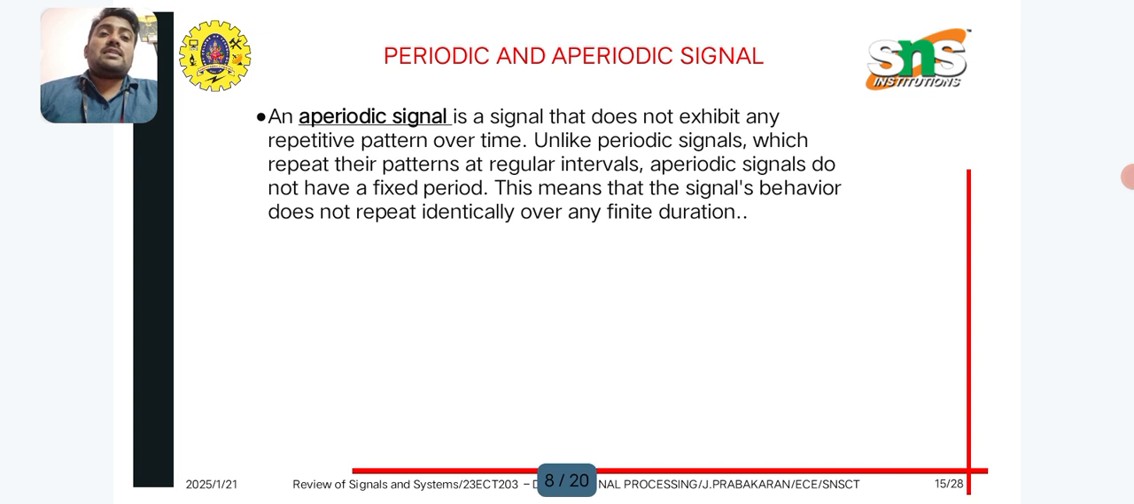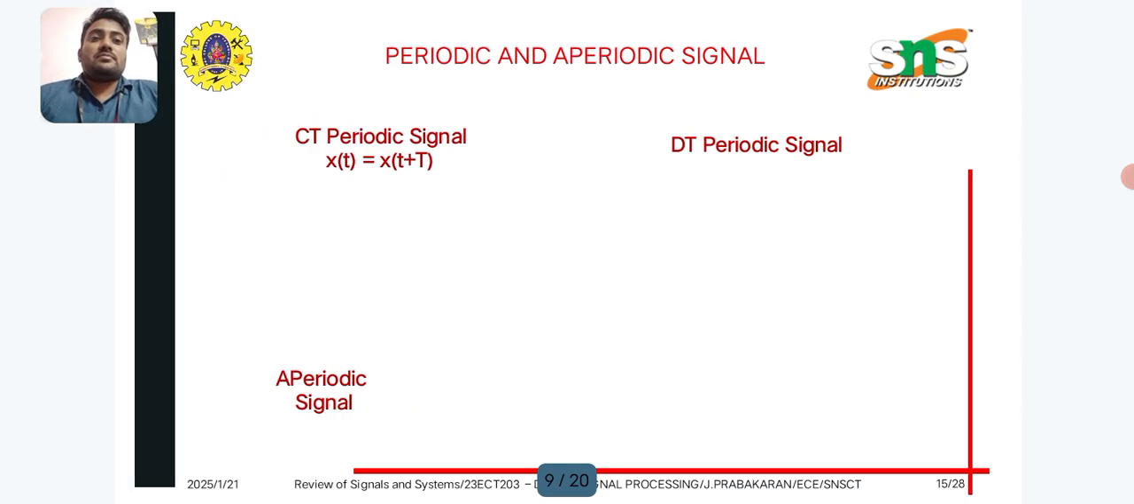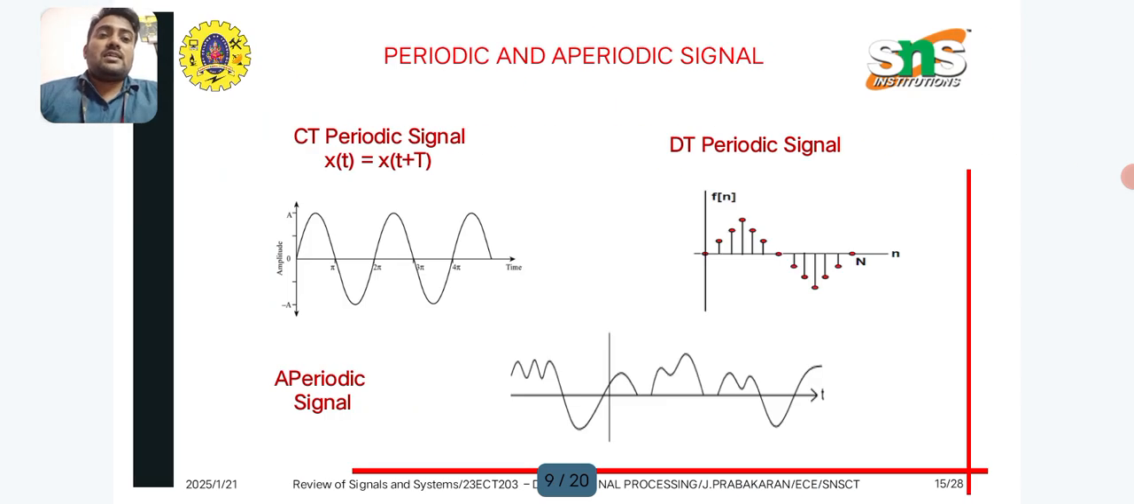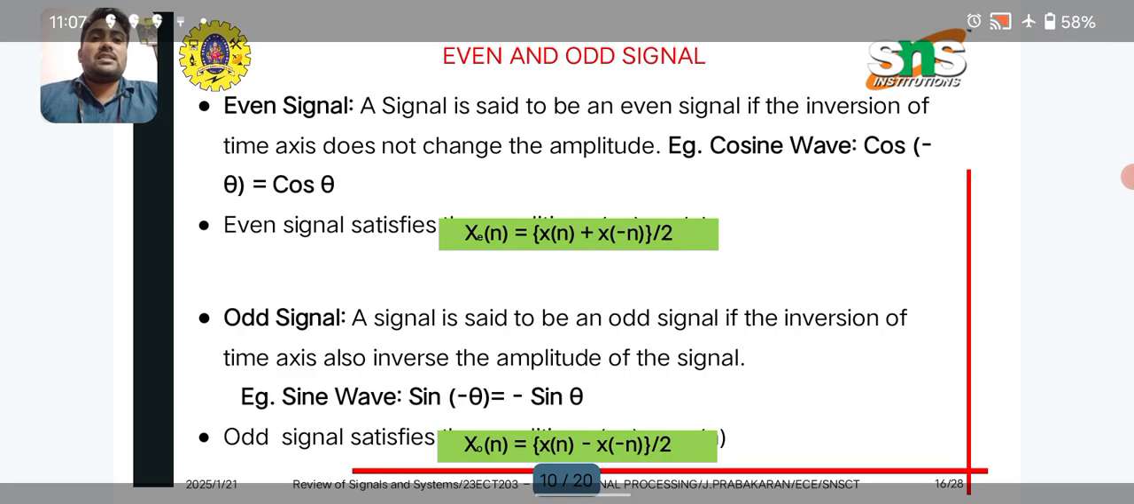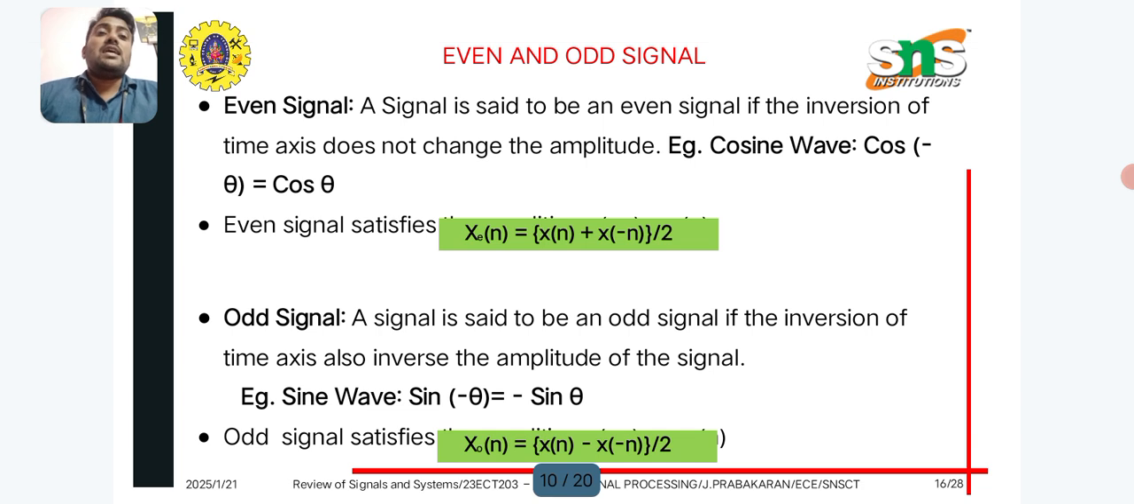An aperiodic signal does not repeat a certain pattern. You can see the periodic and aperiodic signals in the graphical representation. Next are the symmetric signal, asymmetric signal, the even part of the signal, and the odd part of the signal.